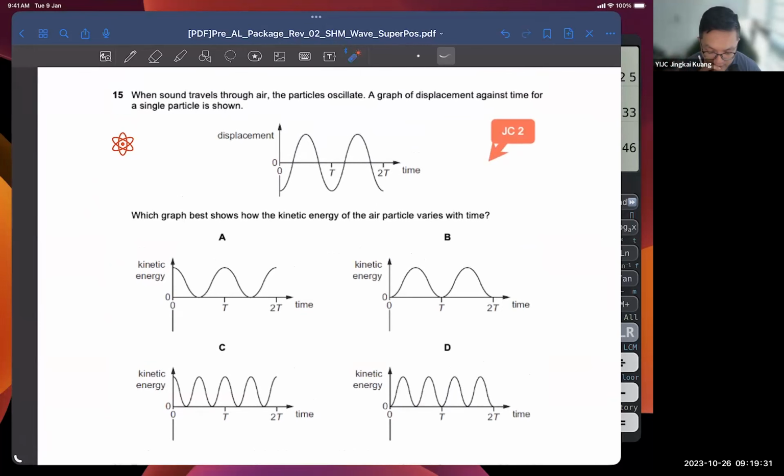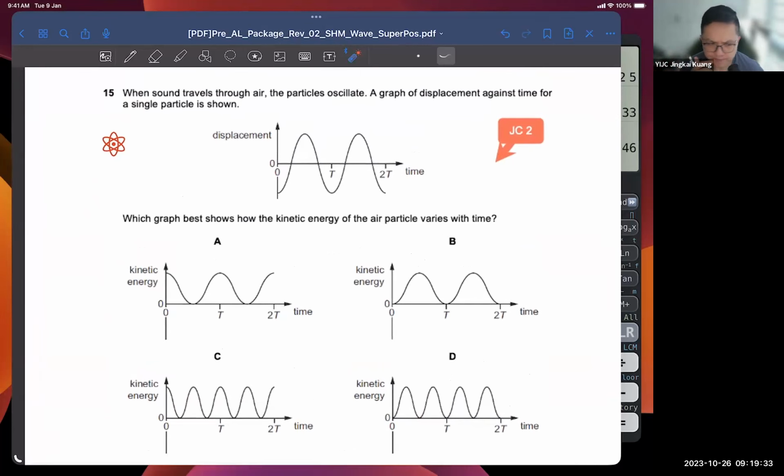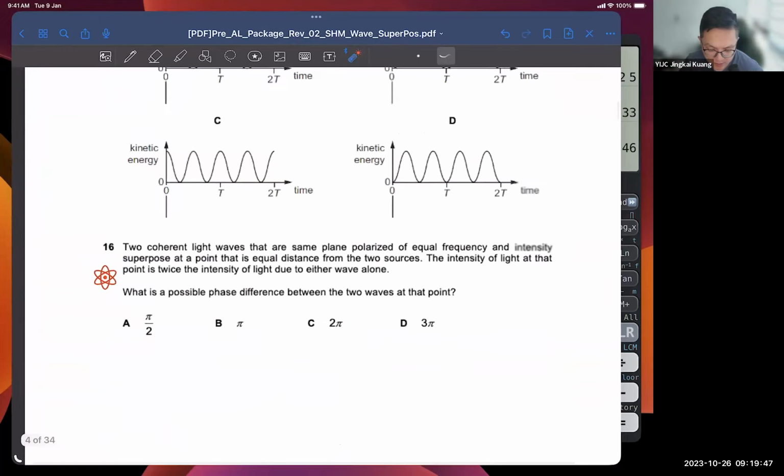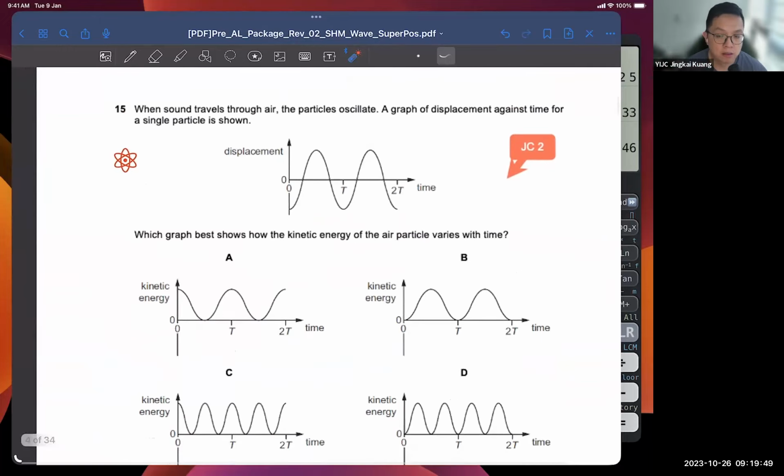Right, 15. Which topic is this? Anyone? Is it still waves? 15, 16, 17. 17 is the next one. Which topic is this? SHM. This is an SHM question.